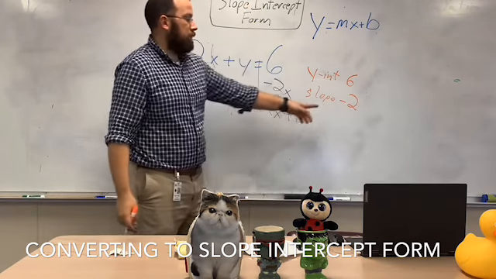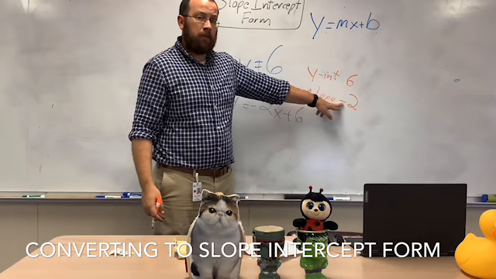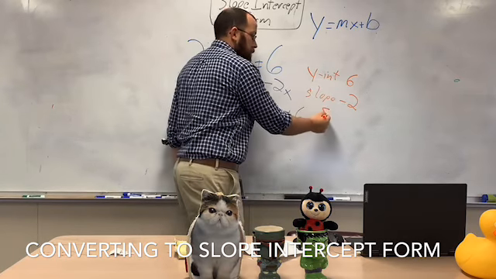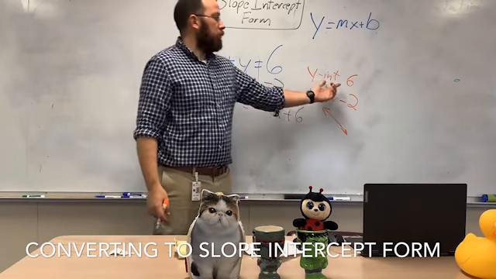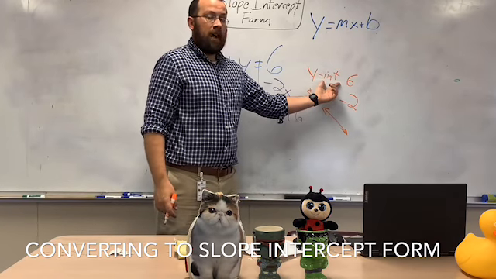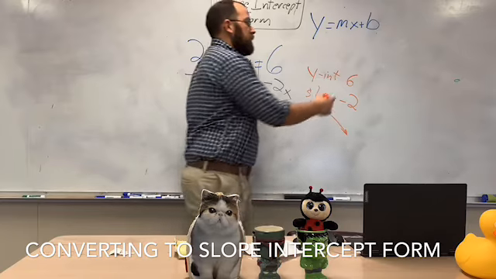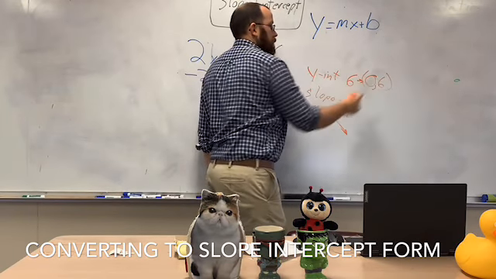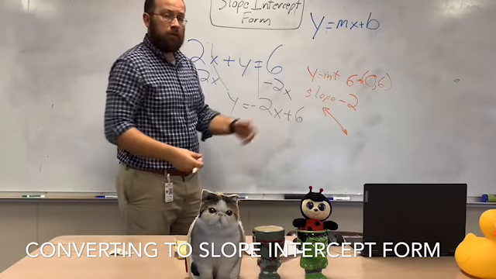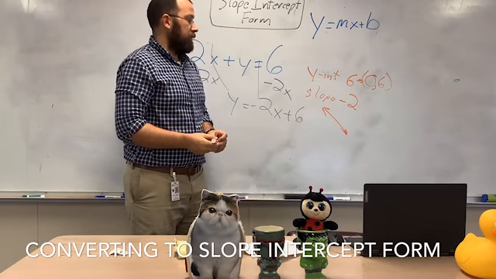Since that is a negative, I know it's going to be a negative line, and it's going to look like that when I graph it. And I know it's going to go through the 6 on the y-intercept. This can also be written as (0, 6), because that's the point it goes through.